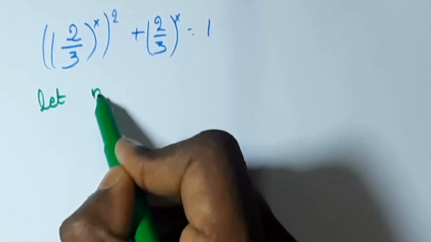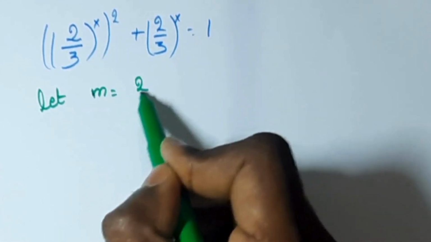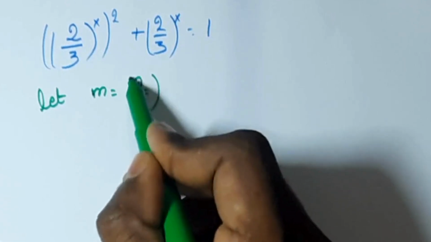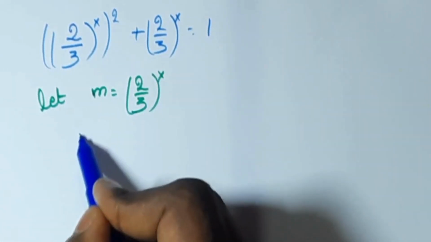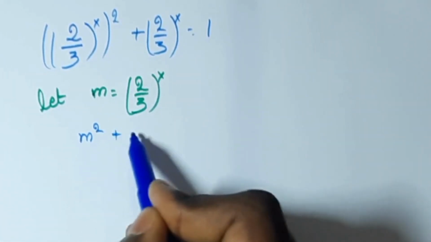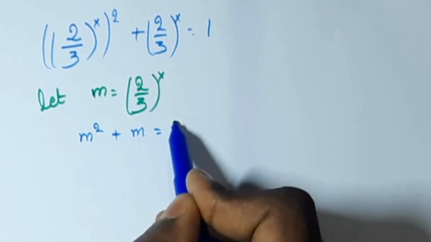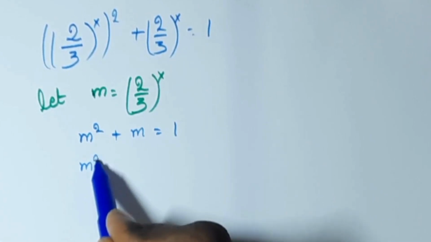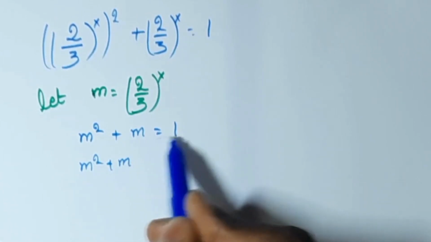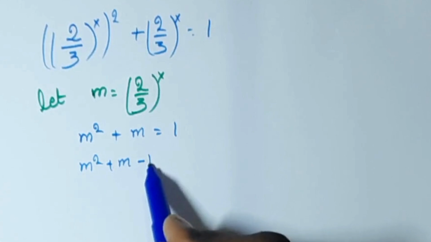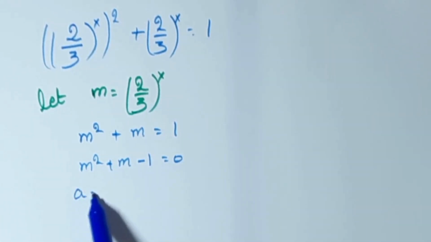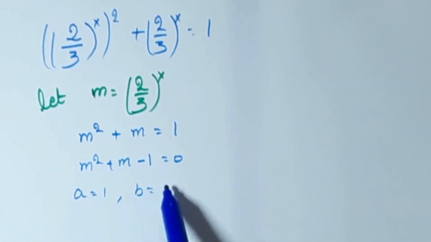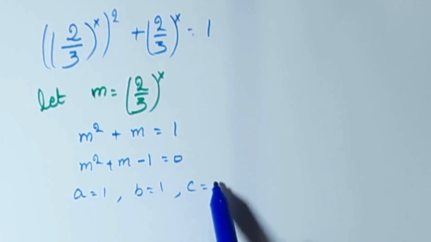Let us consider m equal to 2 by 3 whole power x. m square plus m equal to 1. m square plus m, we are bringing this 1 to the left hand side, minus 1 equal to 0. So a equal to 1, b equal to 1, c equal to minus 1.